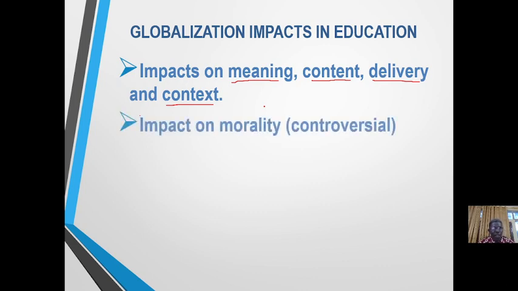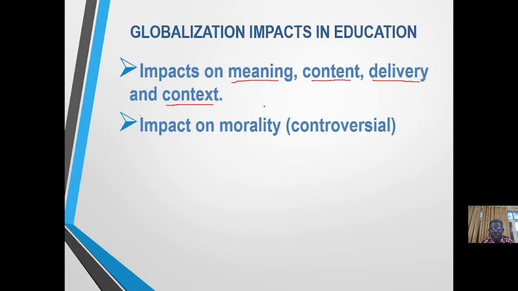The second aspect to consider in the impact of globalization is the so-called impact on morality. There is controversy in the learning and teaching environment. I was listening to the proceedings in the House of Assembly. One member of Parliament was drawing the government's attention, saying we are very much concerned with the ethical conduct of students from primary at least to A level. But when it comes to university, students are very, very free to conduct themselves anyhow, and these are the future leaders. We talk about the impact of globalization on morality.